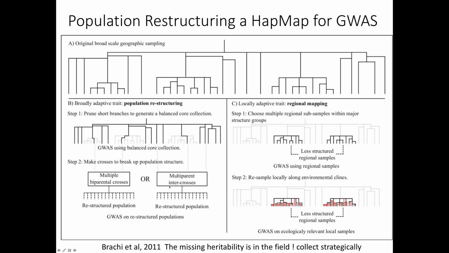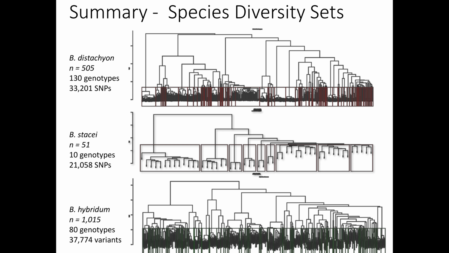And then you can look at the release of all this cryptic genetic variation within species groups between long lost relatives, if you will. So by shuffling the deck and balancing the cards and then reshuffling it, you can get a powerful study design that allows you to dissect the causative genetic variation from the correlated background variation. So that's population restructuring, and we wanted to do that to the Brachypodium set.